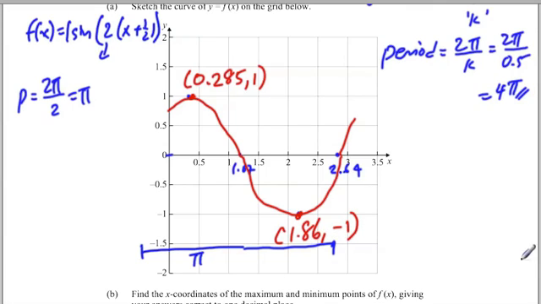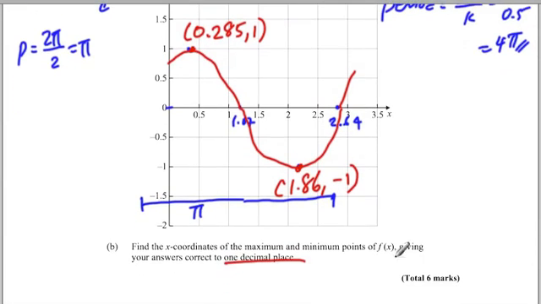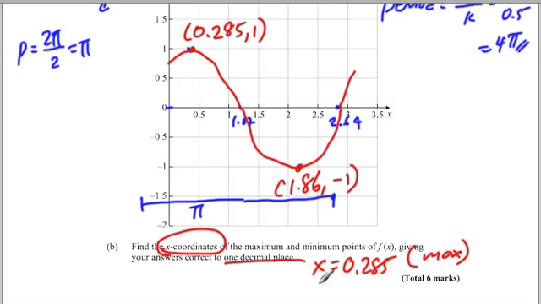But be careful. The question said to only find the x coordinates. So if I just want the x coordinates, they are simply x equals 0.285, and this is for the max. And for the min, it's x equals 1.86, and this is the min. So please pay attention to what the question is asking for. The question here specifically asks for the x coordinates, so that's how you get the max and min for this, and it's to 1 decimal place.